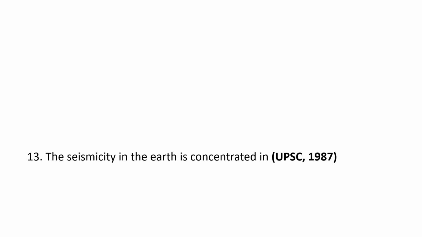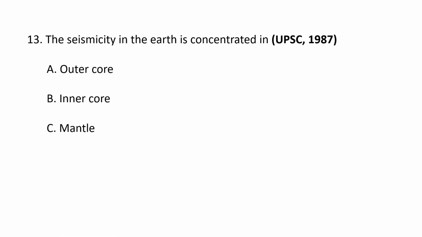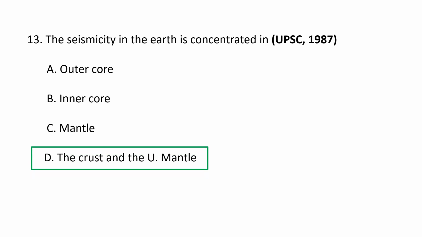Next question. The seismicity in the earth is concentrated in which part of the earth? A. Outer core, B. Inner core, C. Mantle, D. The crust and the upper mantle. So the answer is the crust and upper mantle. So these constitute a plate. What is a plate? A plate is the part of the crust and upper mantle, and seismicity in the earth is concentrated in this part.